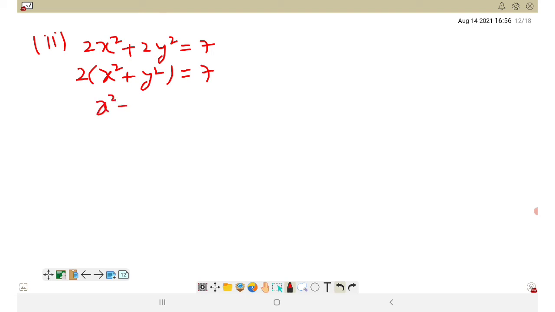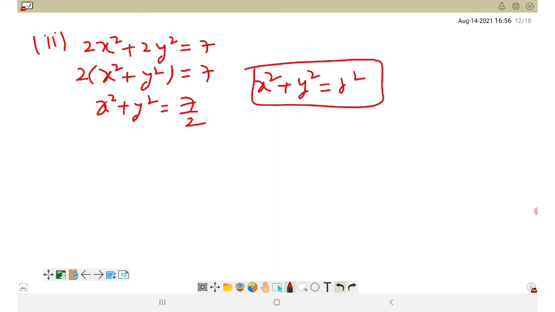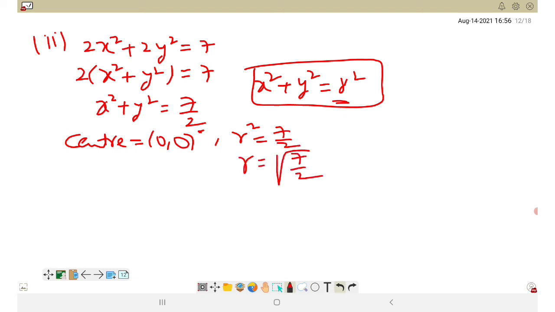x square plus y square is equal to 7 by 2. Now it is in the form of x square plus y square is equal to r square, the standard form of the circle. So here also the center is (0, 0), and here r square is equal to 7 by 2, so r is equal to root 7 by 2. So h is equal to 0 and k is equal to 0.